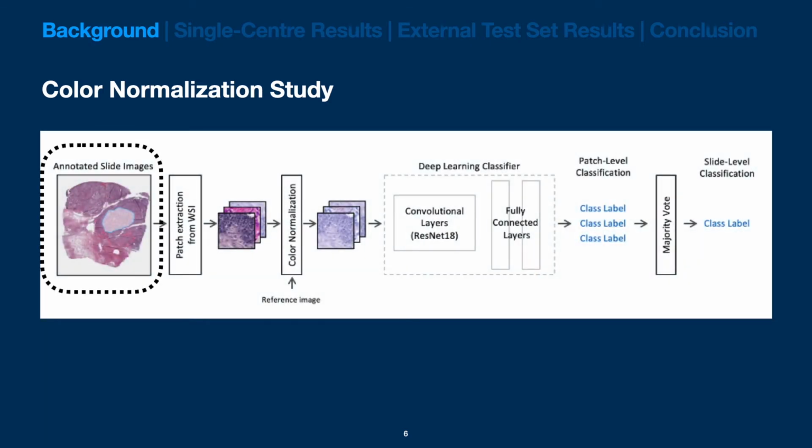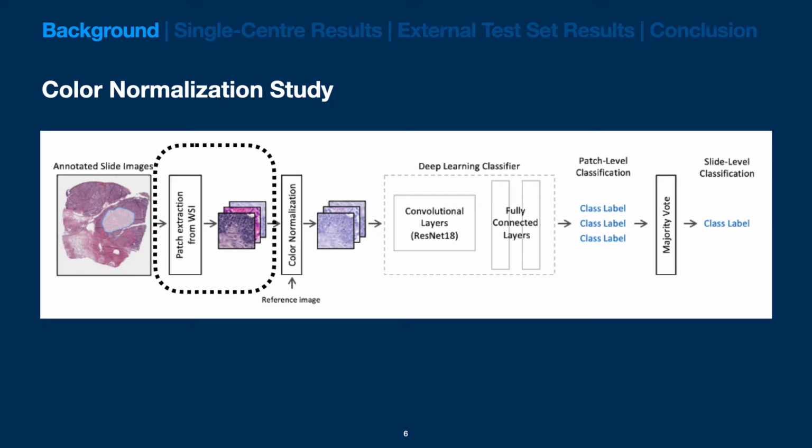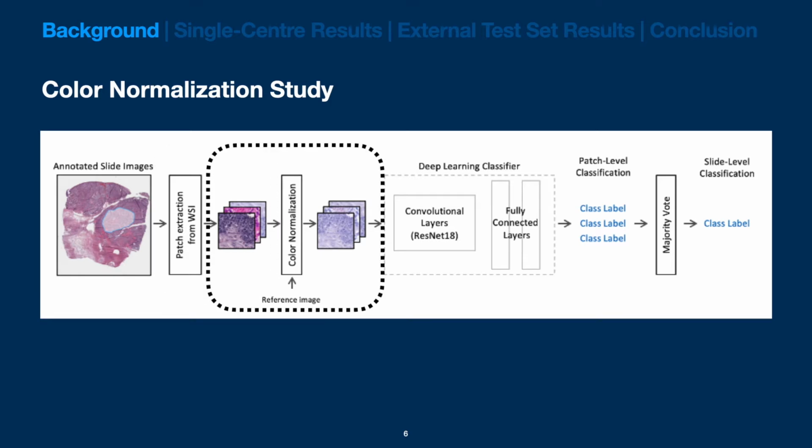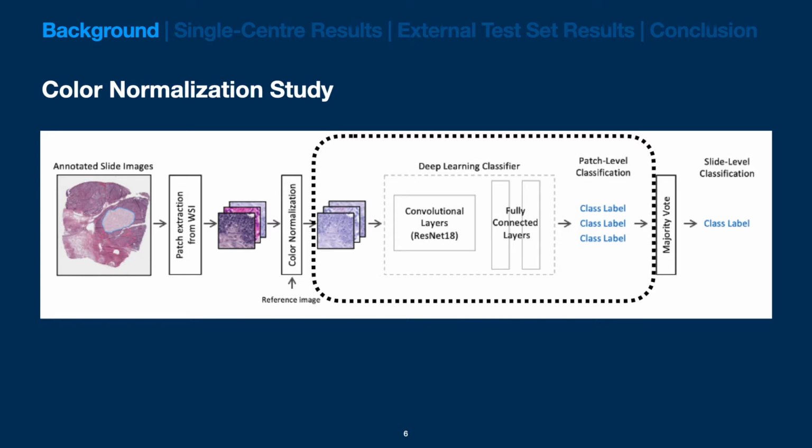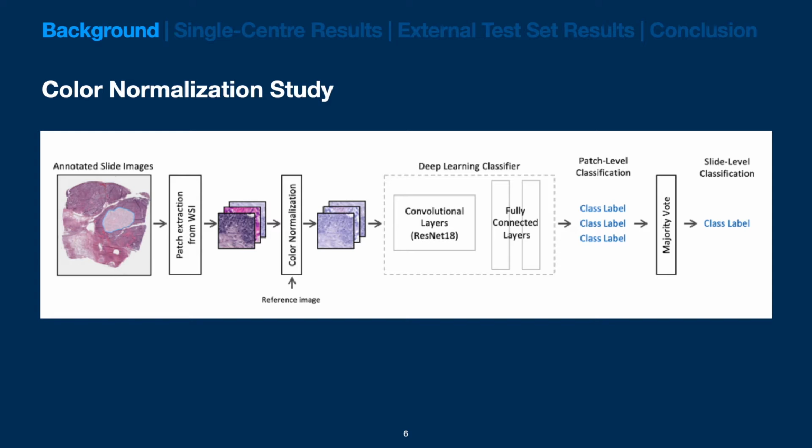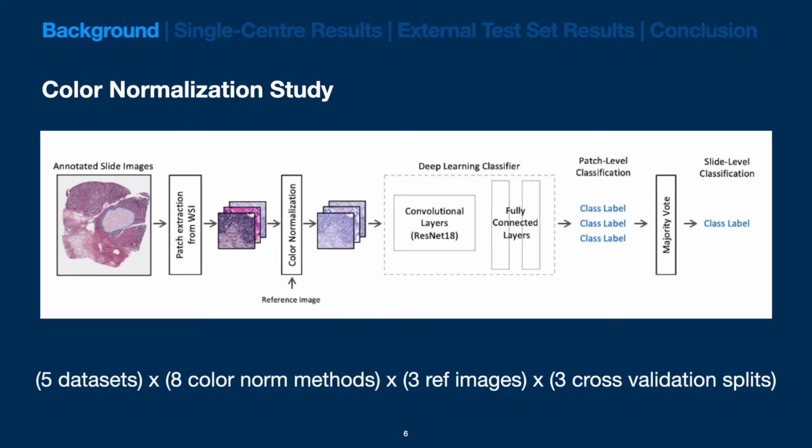given dataset of whole slide images, image patches were extracted from all of them. Then we made a version of these patches that went through a color normalization method and evaluated them on a deep learning classifier to get the patch level results. Then we calculated the slide level classification results by majority vote for the patches from any given slide. We repeated these steps for 5 datasets and 8 color normalization methods, each with 3 different reference images and 3 cross-validation splits. Then for each dataset, we compared the results of the different color normalization methods against each other and against the case where no normalization was done.